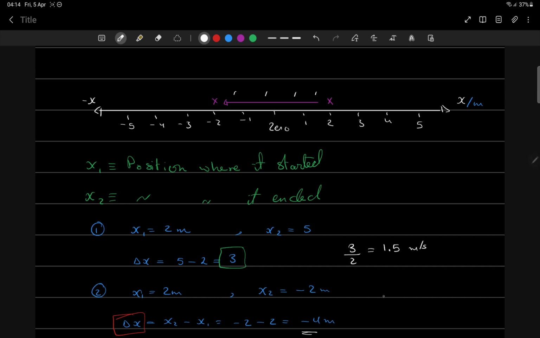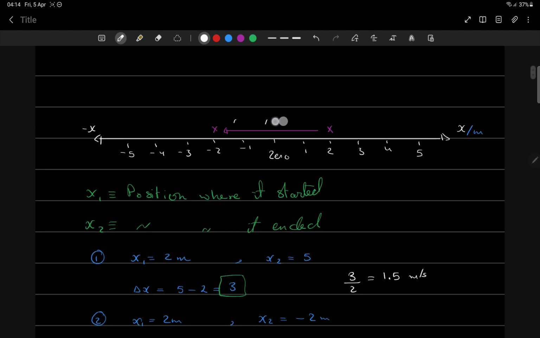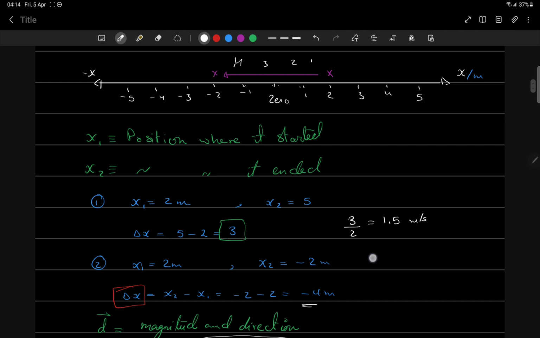Now the total distance covered can be the absolute value of displacement itself. However, we can come here and see that it's from 2 to 1, that is 1 meter, from 1 to 0, that is 2 meters, from 0 to negative 1, 3 meters, from negative 1 to 2, that's 4 meters. And so the average speed is going to be 4 divided by 2, which equals 2 meters per second. No negative sign, because we're just talking about total distance.